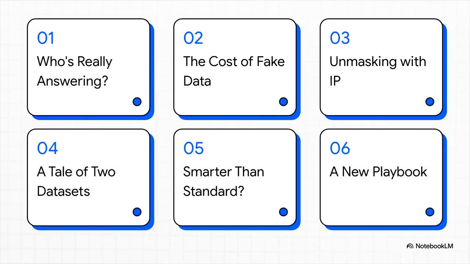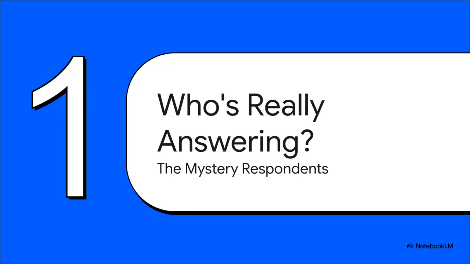So here's how we're going to break it all down. First, we'll look at who's really answering these things. Then we'll see why fake data is so costly. After that, we'll get into how to unmask these folks using IP addresses. Then we'll look at a tale of two very different data sets, see if this new method is better than the old ways of cleaning data, and finally, we'll wrap up with a whole new playbook for doing research. Okay, let's dive right in.